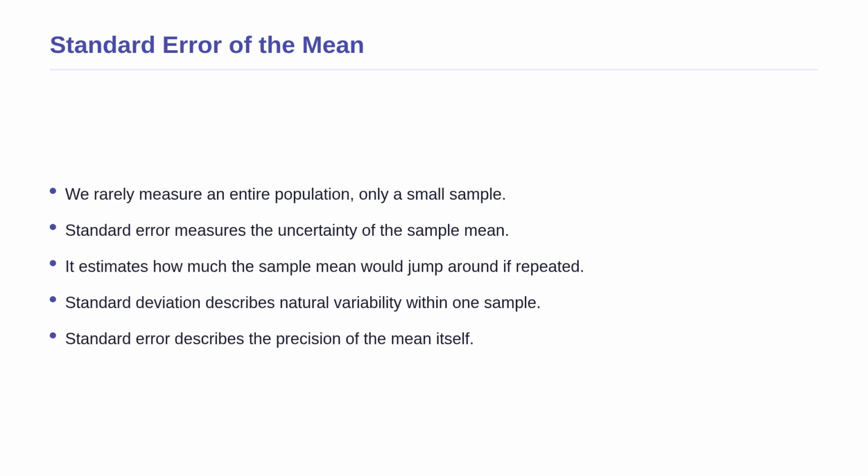The standard error of the mean measures exactly this uncertainty, while standard deviation tells you how spread out the individual penguins are. The standard error tells you how much the sample mean itself would jump around if you repeated the experiment over and over.